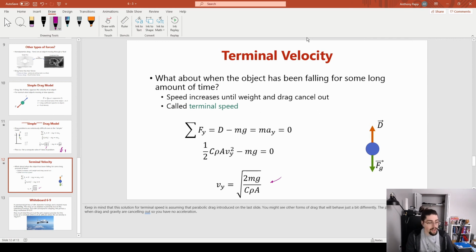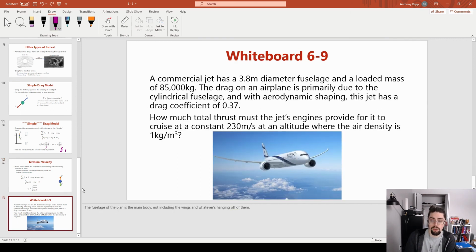Because we don't quite have time to work through this thing, I do want to just show you this example. Let's imagine the scenario. We've got a commercial jet, has a 3.8 meter diameter fuselage, that's the body of the plane, and a loaded mass of 85,000 kilograms. The drag on the airplane is primarily due to the fuselage, and with aerodynamic shaping, namely that little nose cone right there, this jet has a drag coefficient of 0.37. That is C. How much total thrust must the jet's engines provide for it to cruise at a constant 230 meters per second, assuming the air density is 1 kilogram per cubic meter?